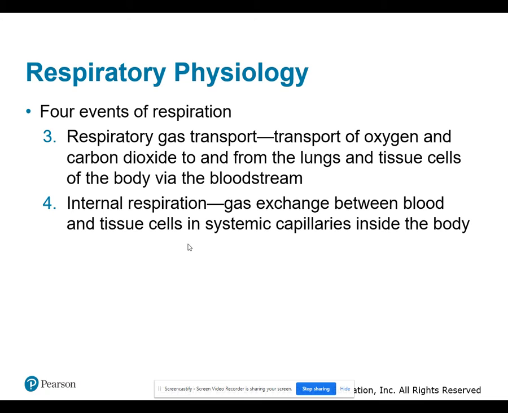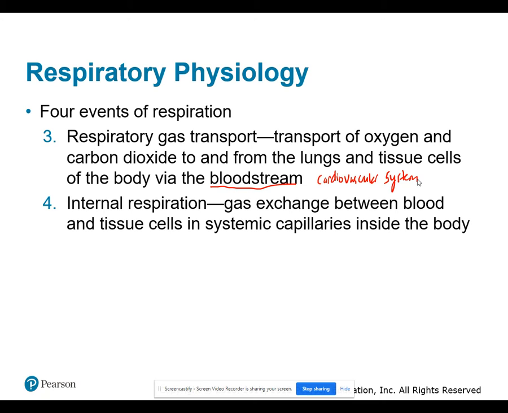The third thing is, once you pick up oxygen and you put it into the blood, you have to be able to transport that. So oxygen and carbon dioxide is transferred to and from the lungs and the tissue cells through the bloodstream. And remember, your bloodstream works hand in hand with your cardiovascular system.